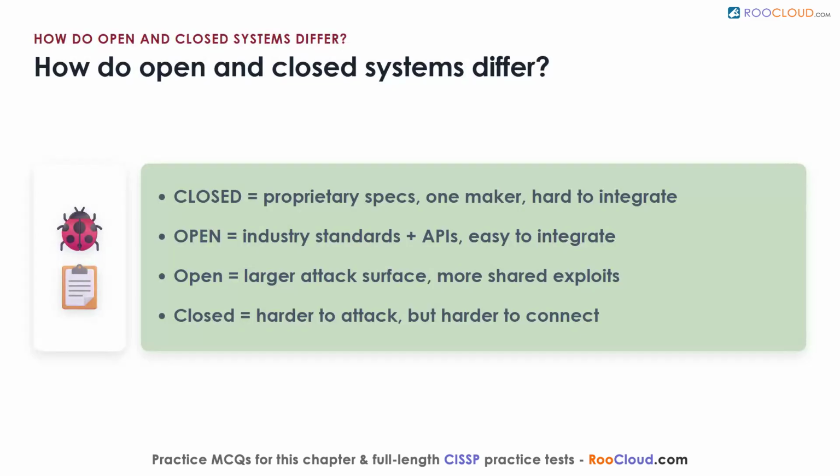How do open and closed systems differ? A closed system is built to work mostly with gear from one maker, using private specifications that are not published. An open system follows shared industry standards, so it plugs into products from many vendors through common interfaces or APIs. An API is just an agreed set of rules for how software components request things and exchange data.